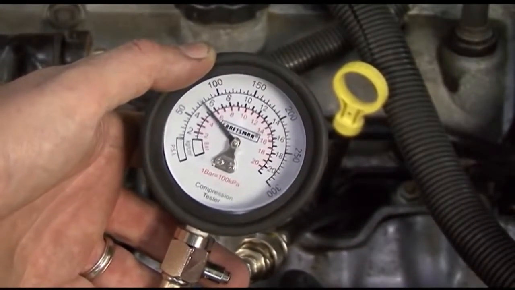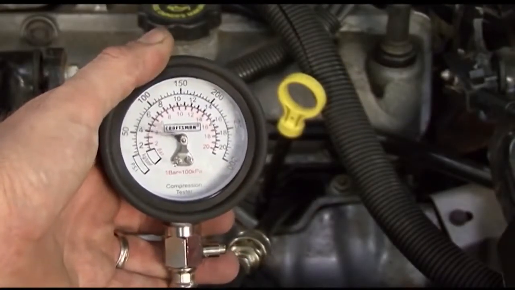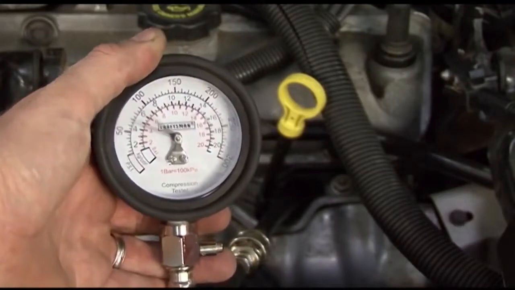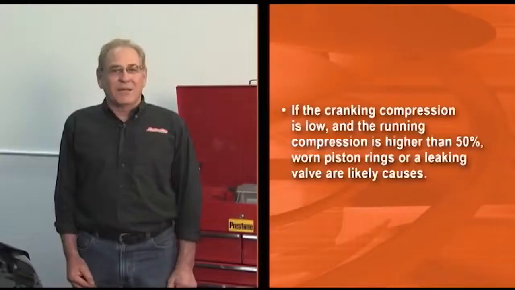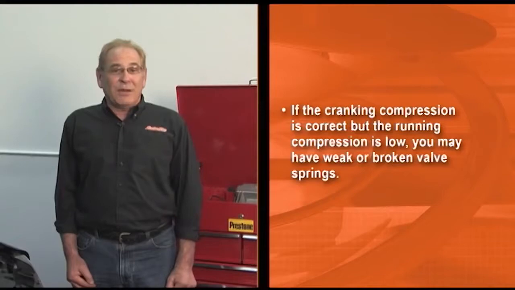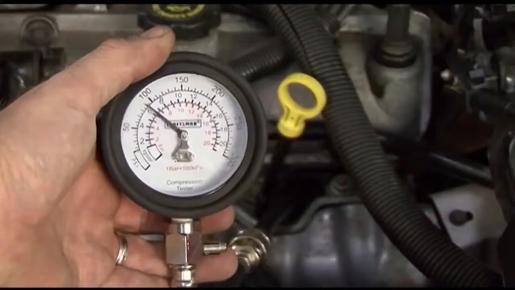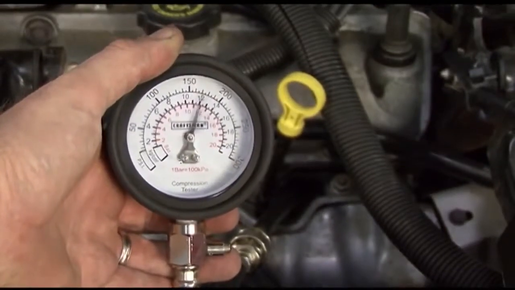It should be 50% of the cranking compression. Now raise the engine off of idle to 2500 RPM and bleed the gauge again. The compression should still be very close to 50% of the cranking measurement. If the cranking compression is low and the running compression is higher than 50%, worn piston rings or a leaking valve are likely causes. If the cranking compression is correct, but the running compression is low, you may have weak or broken valve springs. Next, snap the throttle a couple times and allow the gauge to store the high pressure.